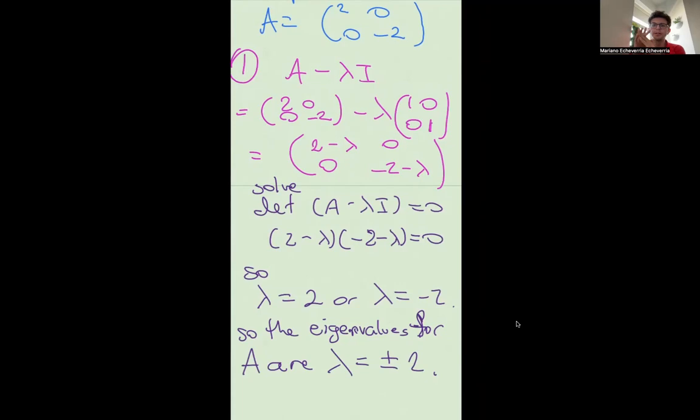Okay, so let me stop here first to check if there are any questions up to this point. So is that making sense how I solved the equation?